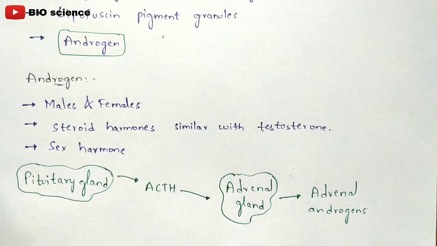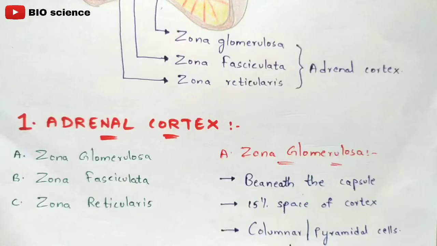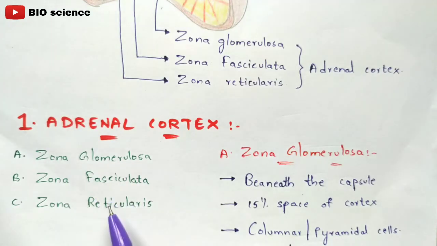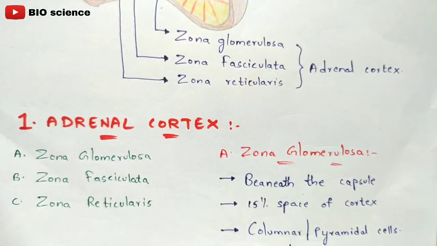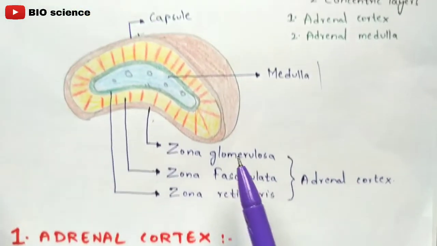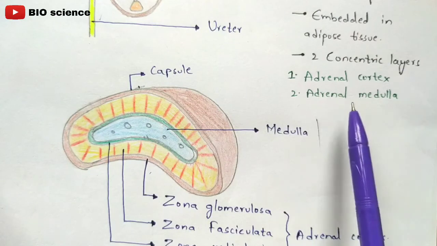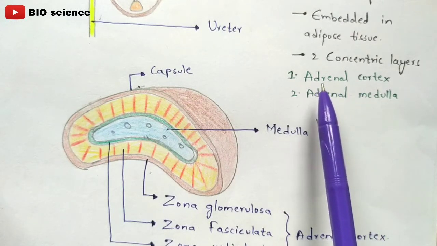So this is about the adrenal cortex which we are going to discuss. If you see here, I have mentioned three layers in the adrenal cortex: zona glomerulosa, zona fasciculata, zona reticularis. So all of these three layers have been explained. So now we have completed the adrenal cortex. Here two concentric layers are there. They are the adrenal cortex and the adrenal medulla. So now we have discussed this adrenal cortex.